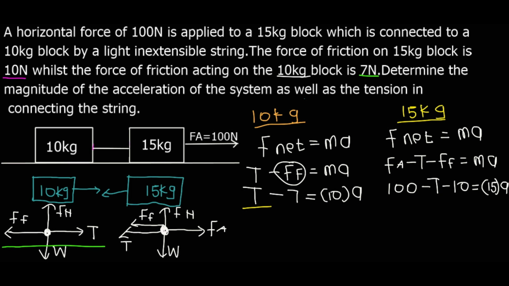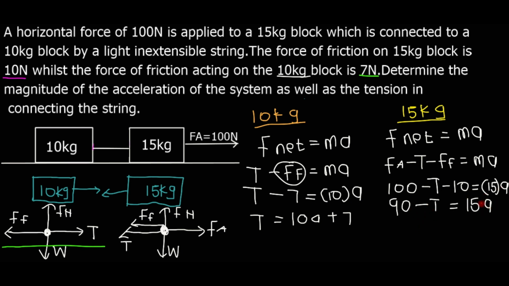So T equals 10A plus 7. I take this minus 7 to the other side. Then 100 minus 10 gives 90, minus T equals 15A.